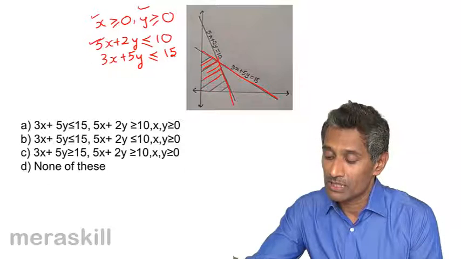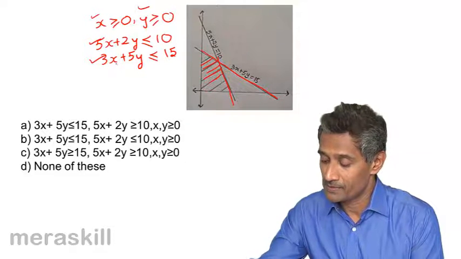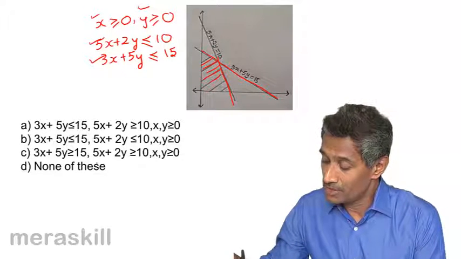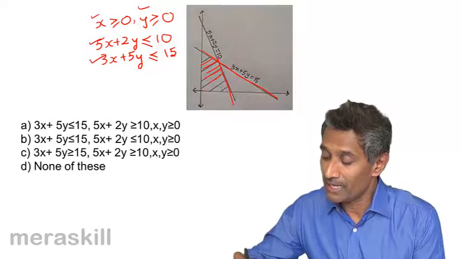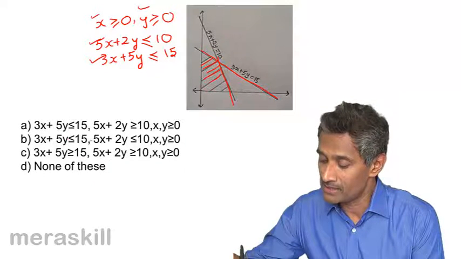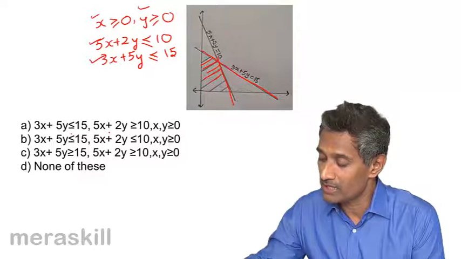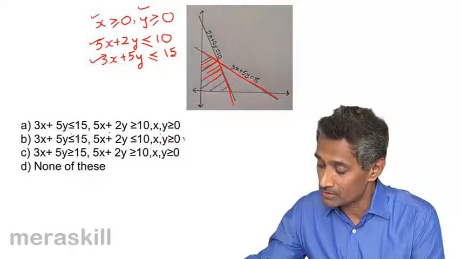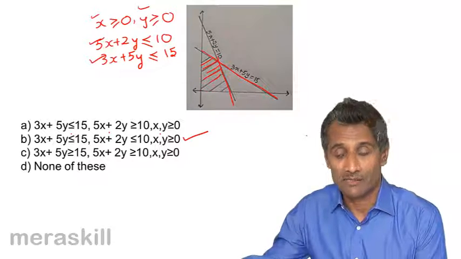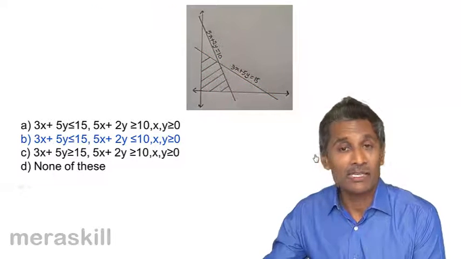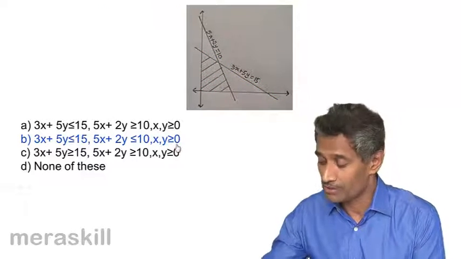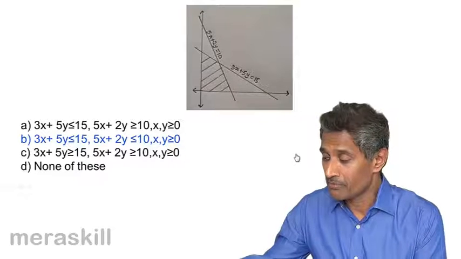So we have a combination of these 5. Let's see among these, which will be valid. So we have 3x plus 5y is less than or equal to 15, 5x plus 2y is less than or equal to 10, x and y both of them are greater than or equal to 0. So this is the right answer. And we are going to confirm that. So yes, that is the right answer.